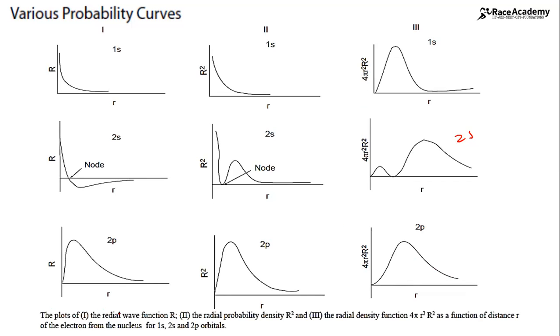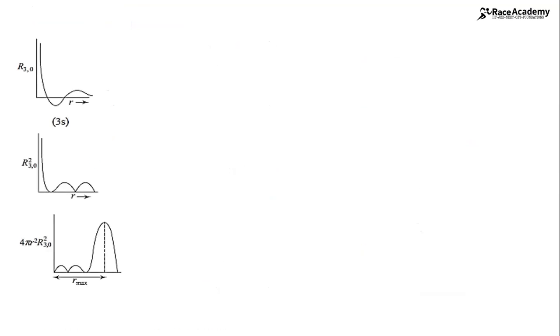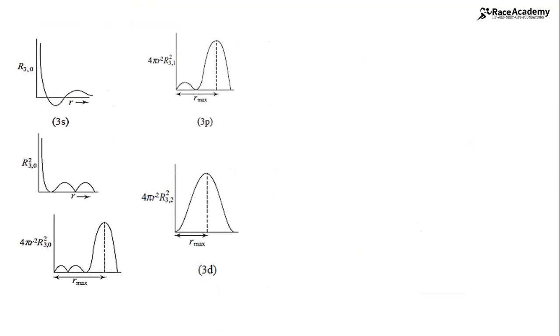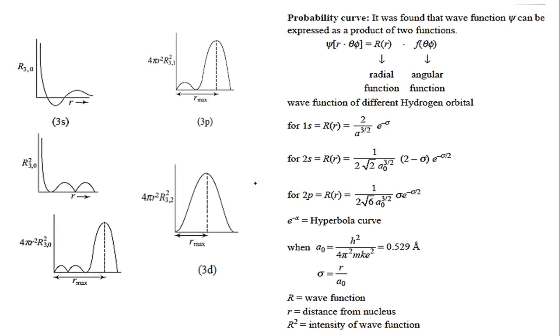So these are the plots of the radial wave function R. The first one, Roman 1, is here, and the second one is the radial wave density. Probability density, R square, is taken on the y-axis, and the radial density function is taken on the y-axis for the third, Roman 3, for 2p. Now we'll see 3s and how the diagrams are shown. These graphical representations are important for examination.